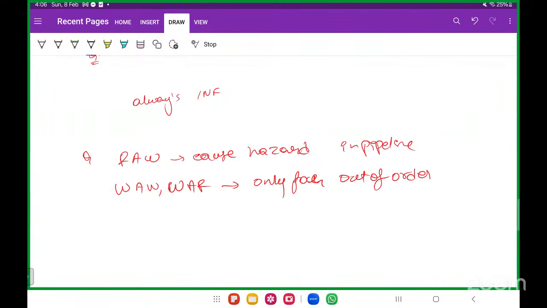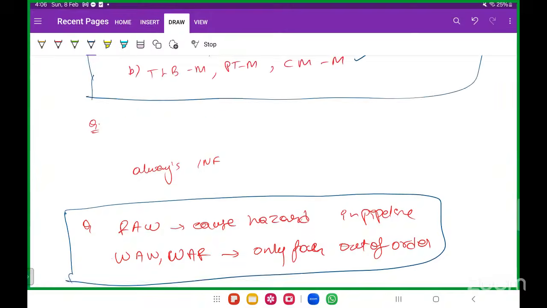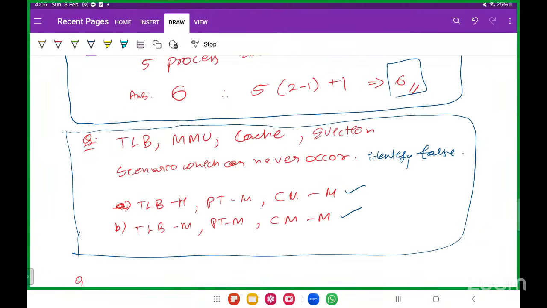There is a problem given regarding the TLB, page table, and cache memory. And it is mentioned that the cache is physically tagged, that is mapped with the main memory. So they have asked what is not possible. They mentioned TLB hit and page table miss. That never happens. Whatever data is in the TLB, that must be in the page table.